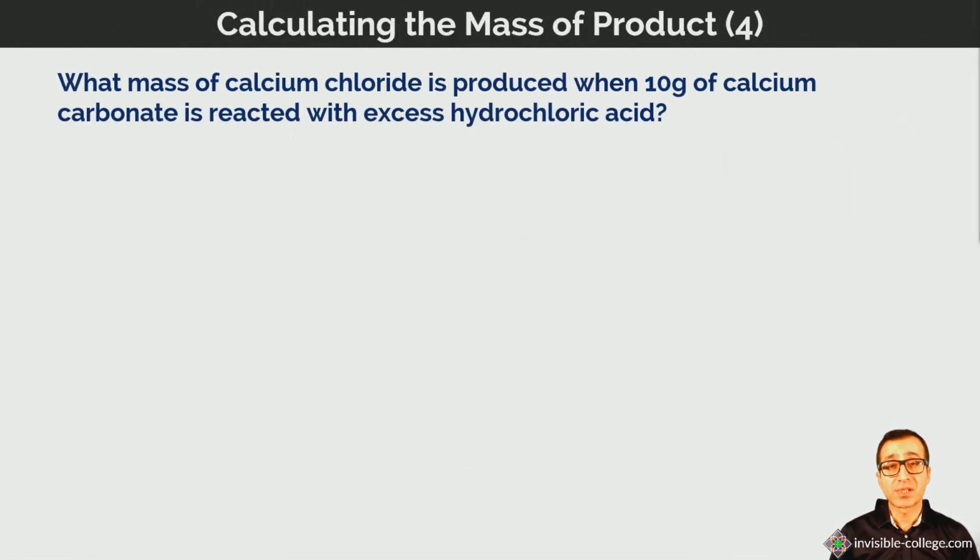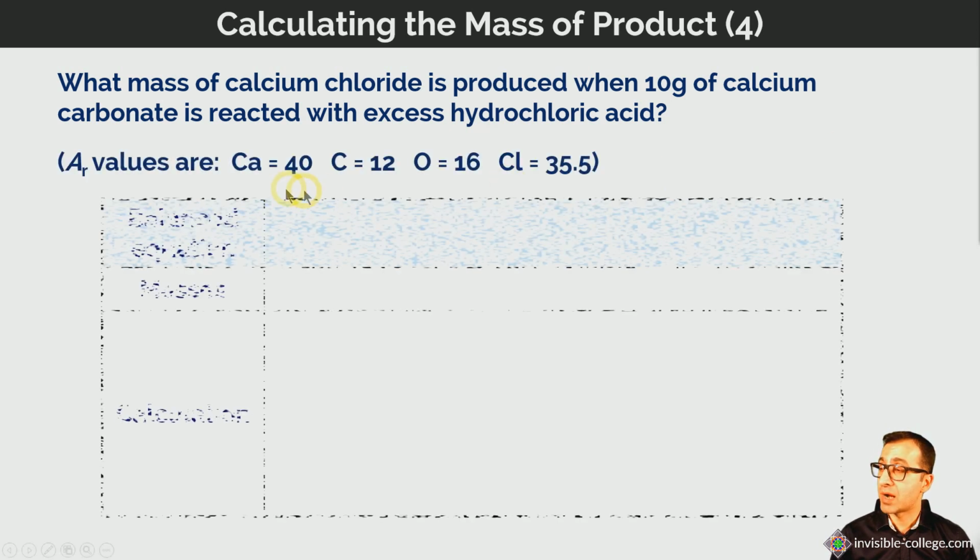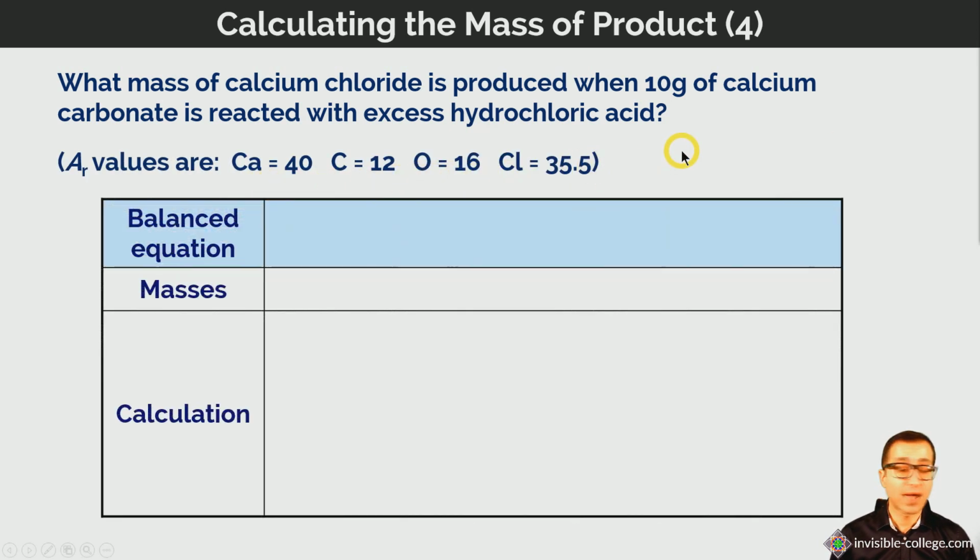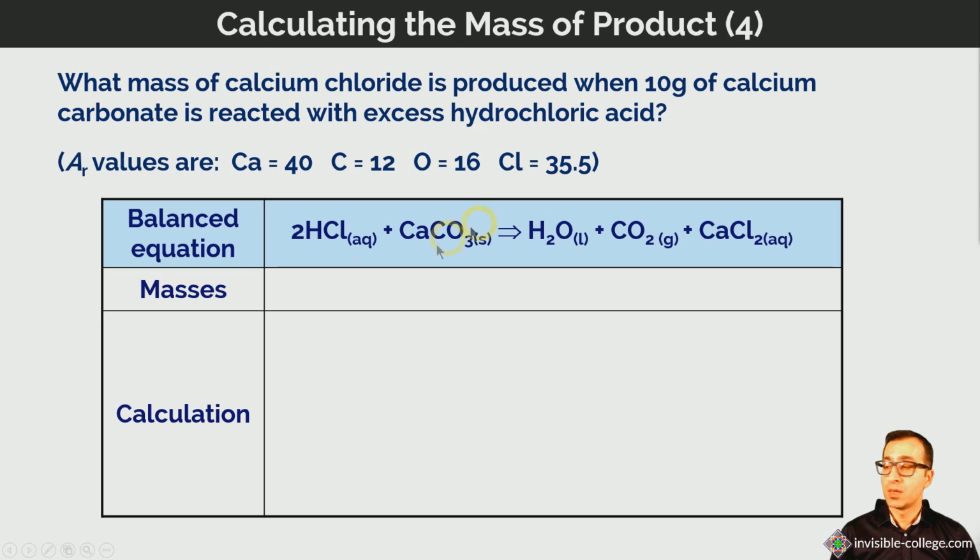So, what mass of calcium chloride is produced when 10 grams of calcium carbonate is reacted with excess hydrochloric acid? So once again, here are the relative atomic mass values of these elements. Have a go at this one. Okay, so we start with the balanced symbol equation. And so from here, we can see that in terms of the substances we're interested in, calcium carbonate and calcium chloride, the ratio of moles is 1:1.